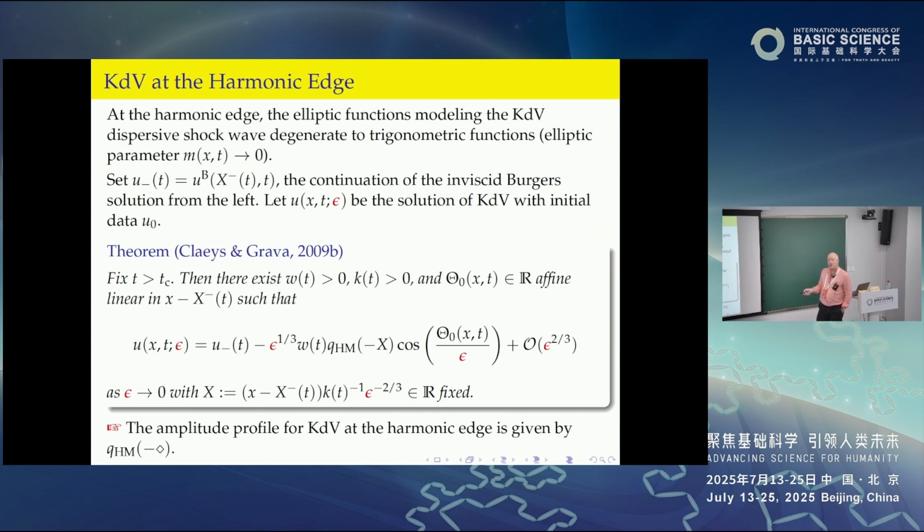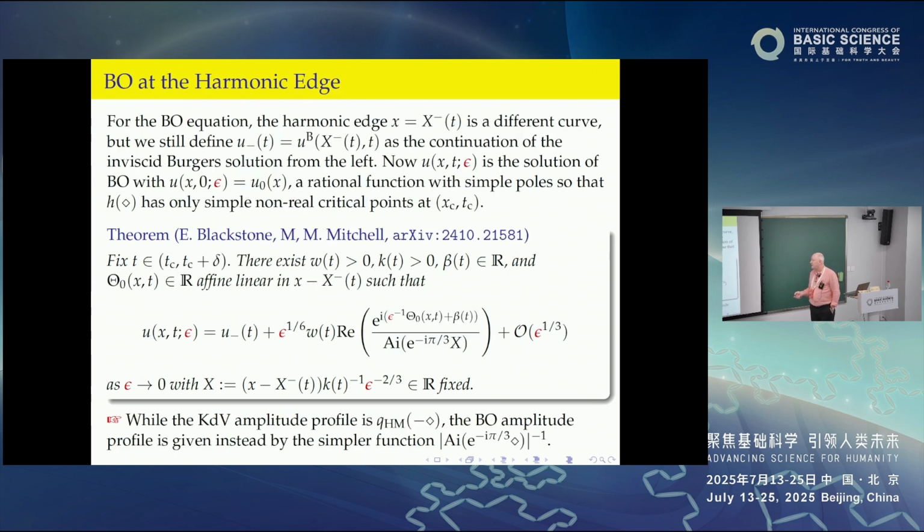It's like a sinusoidal oscillation. But the amplitude of that cosine is really governed as a function of x by this thing right here. This is the Hastings-McLeod solution. So what we're saying is that the amplitude profile of the dispersive shock wave for KdV near the edge looks like this Hastings-McLeod solution. It's described by Q_HM of minus argument. Okay, so that's the KdV case.